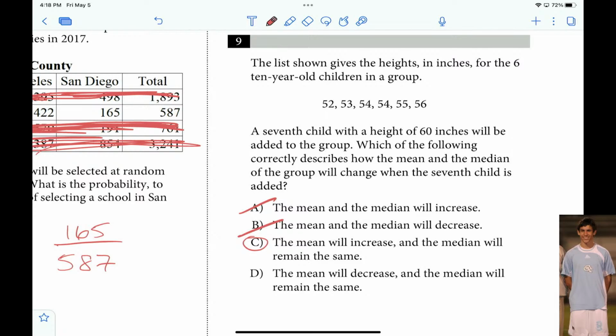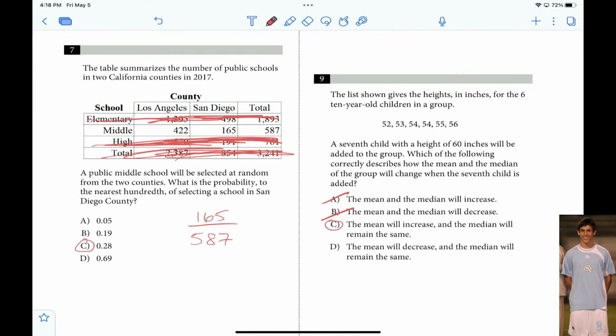So basically, if you're including an outlier, your mean will change in whatever direction that outlier is in relation to the rest of the data. So if it's much bigger, then your mean's going to go up. If you're including something that's lower, then the mean will go down. But the median will remain the same. It'll remain the same if we include one number or if we got rid of it. Sometimes I'll say, hey, we're going to get rid of this number. The median will remain the same.